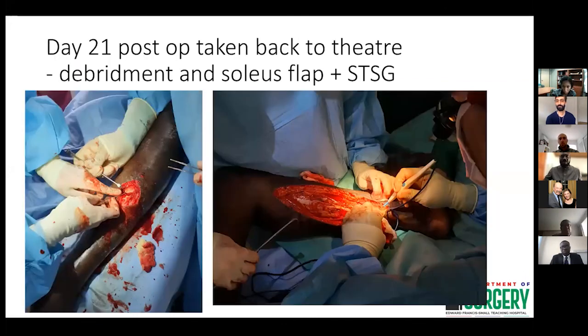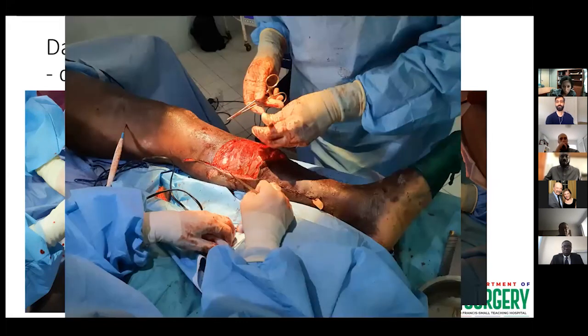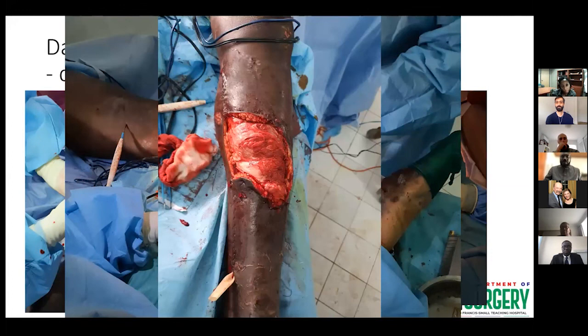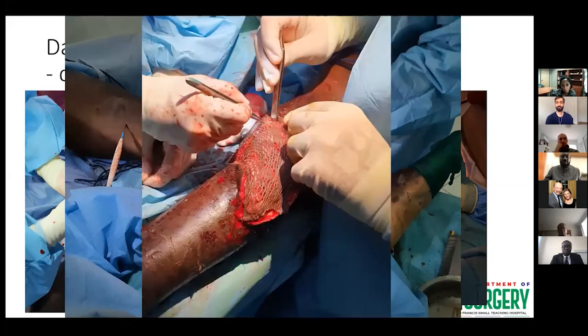So eventually at day 21, when we had the plastic surgeon on the scene, he was taken back to theater, had that area excised and debrided, and then had a soleus flap, which was raised, and a split thickness skin graft was done over the flap. These are intra-op pictures of the flap when it was raised and inserted, with good cover and a skin graft placed on top of it.